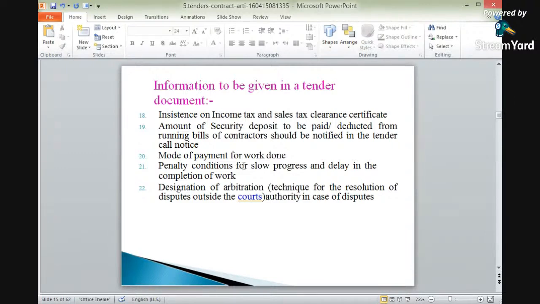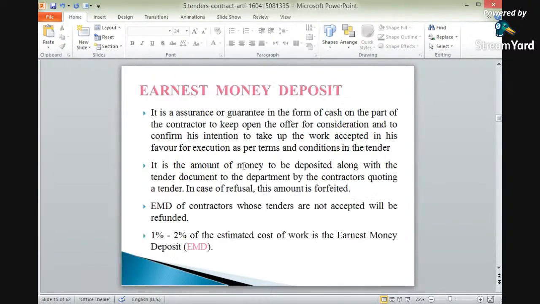The person who will resolve the dispute between the two parties is called the arbitrator, and this process is the arbitration. Okay? So the arbitrator will be decided, and what is the designation, whether he is capable of resolving the dispute. So what is the designation of arbitration? It will be decided, or it will be taken care of in these tender documents.